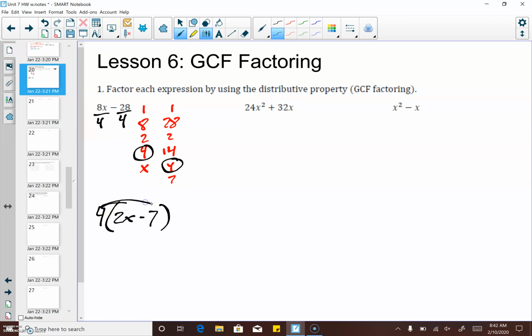Remember, we can always check by distributing back in. If we distribute in, we should get back to the original one, which in this case we do. If you don't get back to the original, then you probably made a mistake.